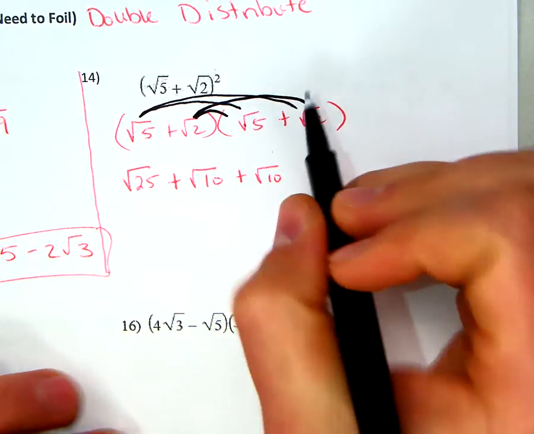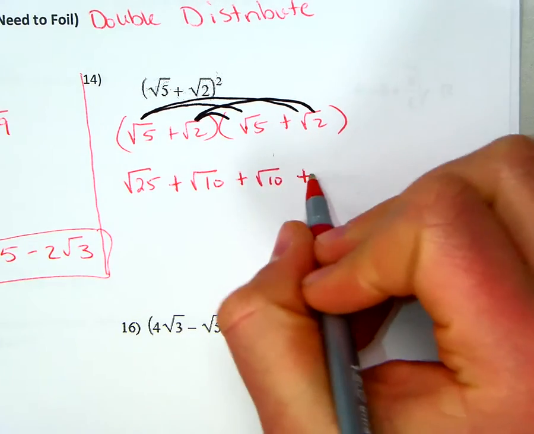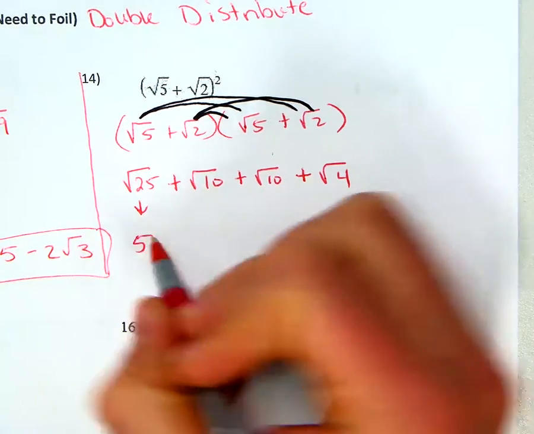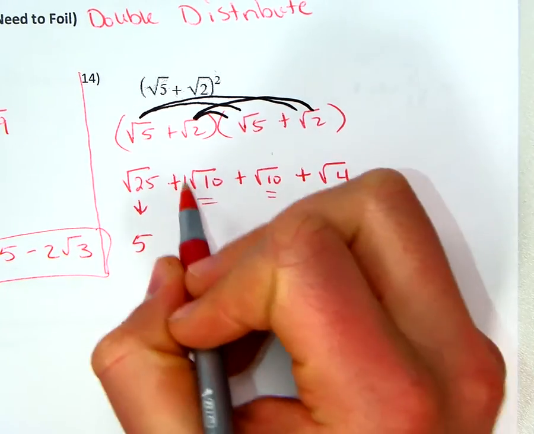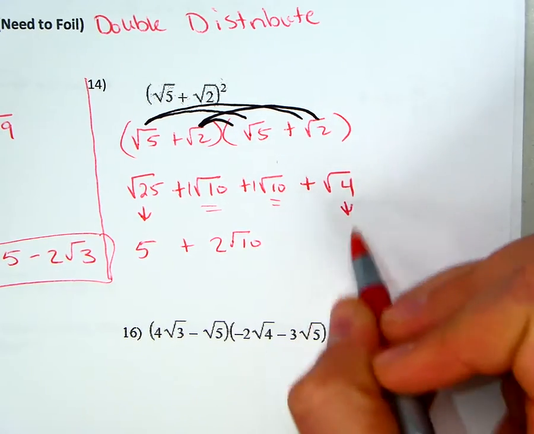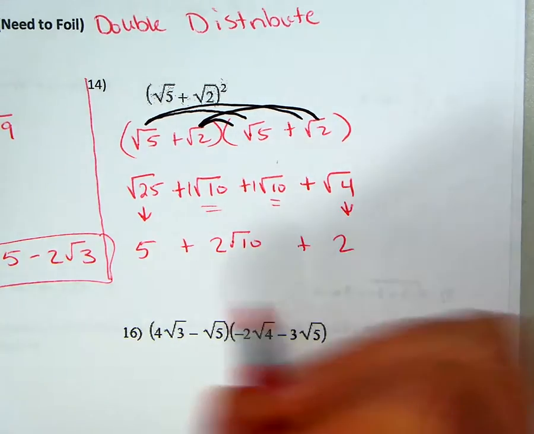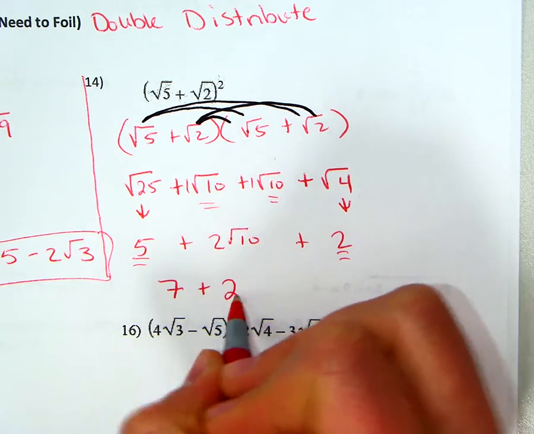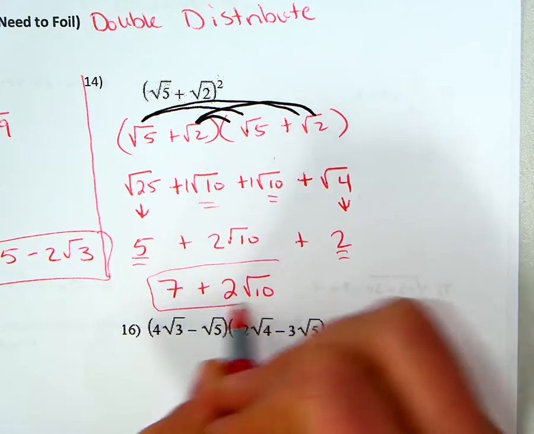And then we have the square root of 2 times the square root of 2, which is the square root of 4. This breaks down into 5. These we can combine. Now it's 1 and 1, so we really have 2 times the square root of 10, and this breaks down into just 2. We then can combine the 2 and this 5 to get 7 plus 2 times the square root of 10.